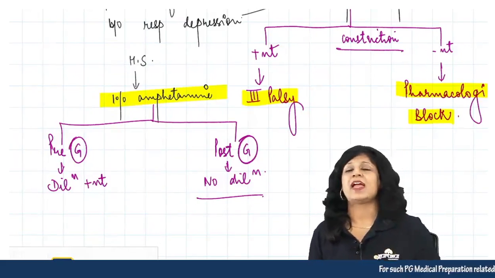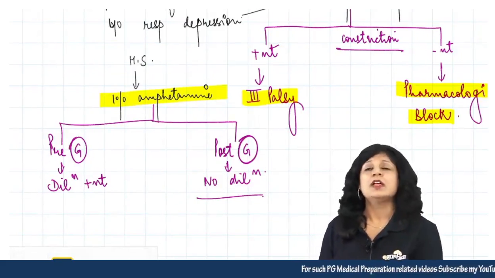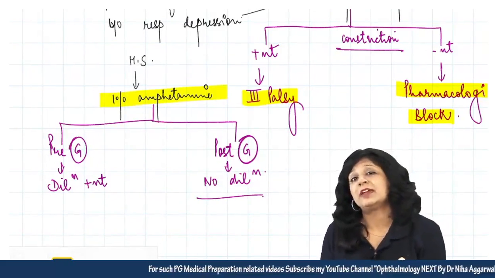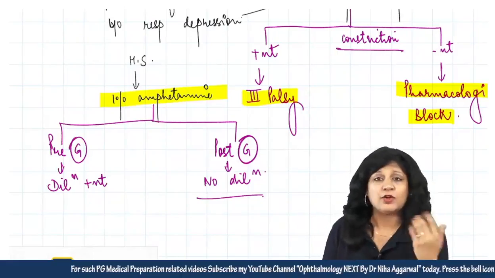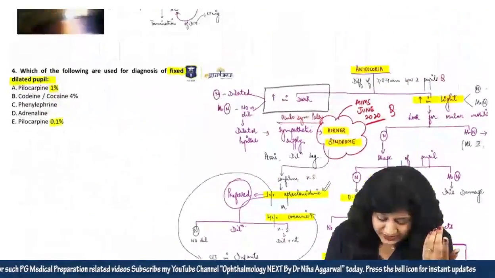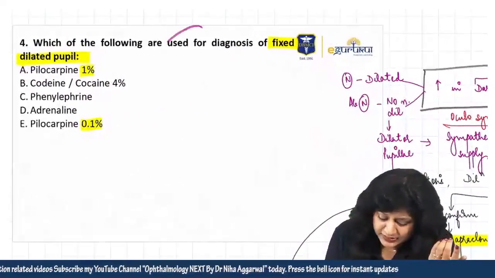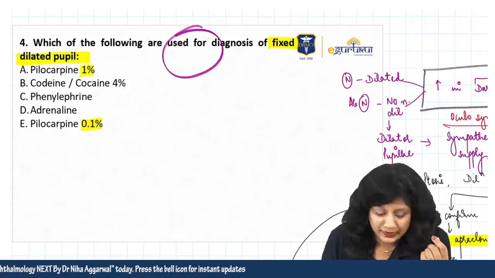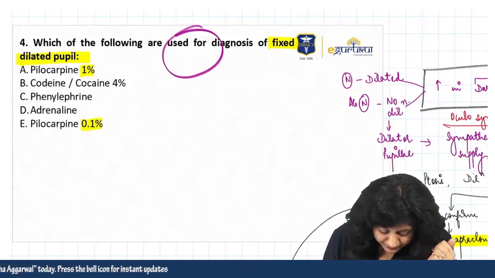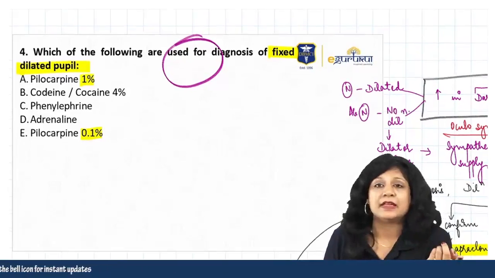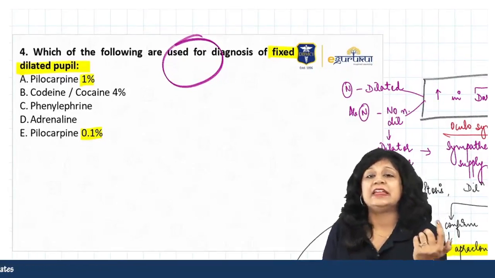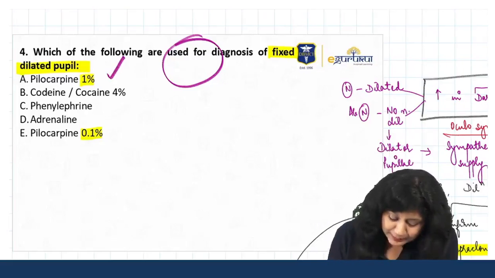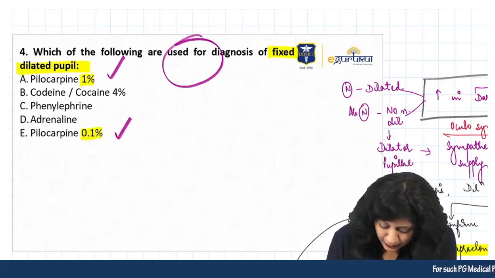You also know the agents, which of the following are used, and what is the definitive interpretation if you are using them. Now what they have asked is pretty simple. They have just asked which of the following is used for the diagnosis of the dilated pupil. So if you look here, pilocarpine. If I have a dilated pupil, I can use pilocarpine 1%. I can use pilocarpine 0.1% also.